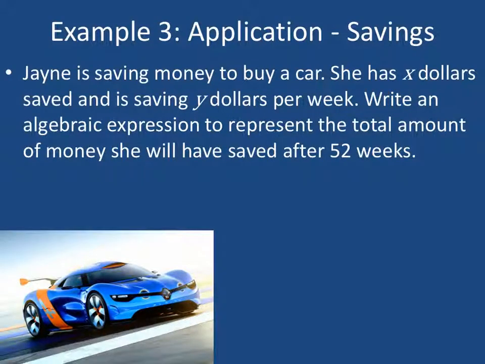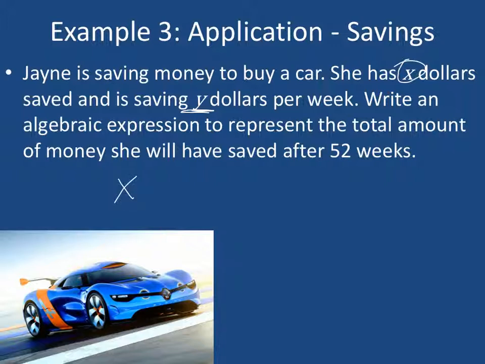Now, in this last example here, let's see here. It says Janie is saving money to buy a car. She has x dollars saved and is saving y dollars per week. So this is the amount of money she's saving per week. She has x amount saved already. So it says to write an algebraic expression to represent the total amount of money she'll have saved after 52 weeks. Well, she already has x amount saved.